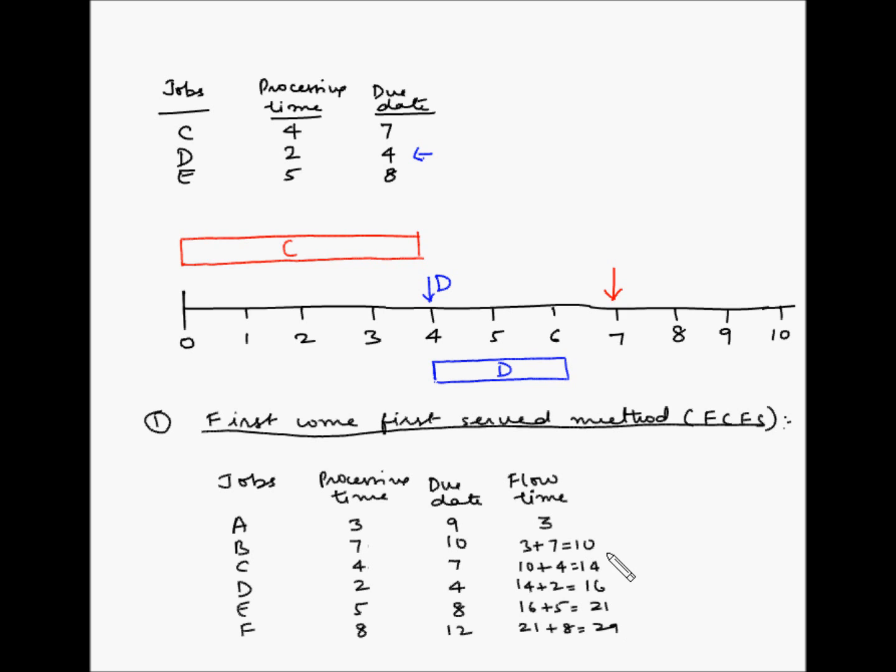So what this means is that job C will be done on the 14th day from the start of the overall scheduling. Job D will be done on the 16th day, job E will be done on the 21st day, and job F will be done on the 29th day.